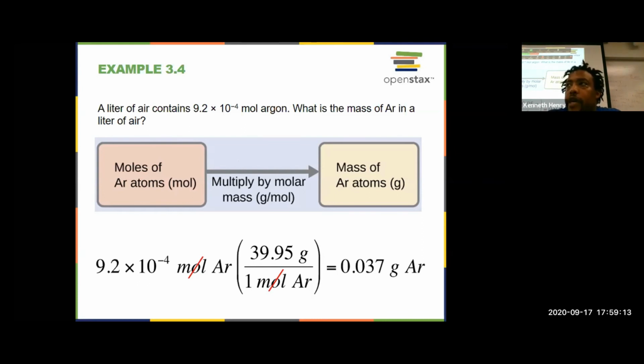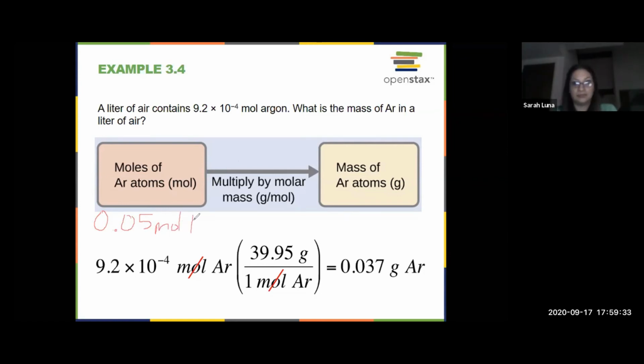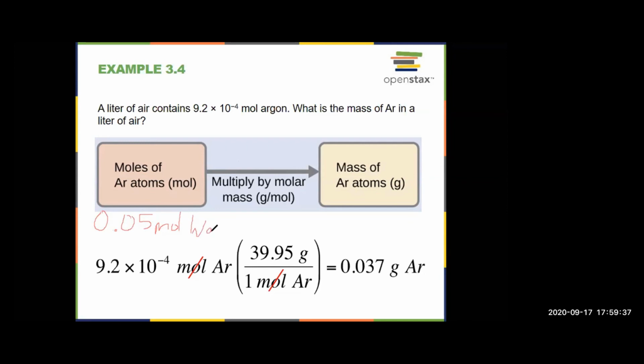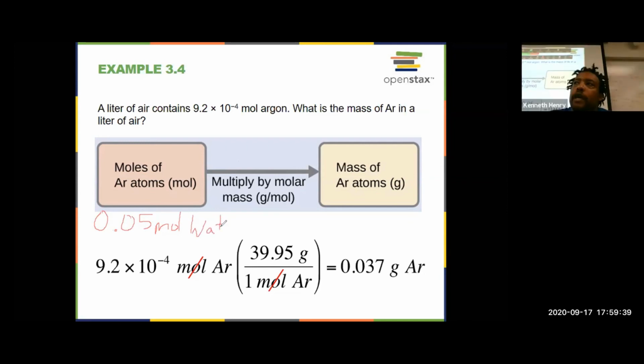Yeah. Okay, so let's say we have 0.05 moles of water. How much does that weigh? Or what is the mass?